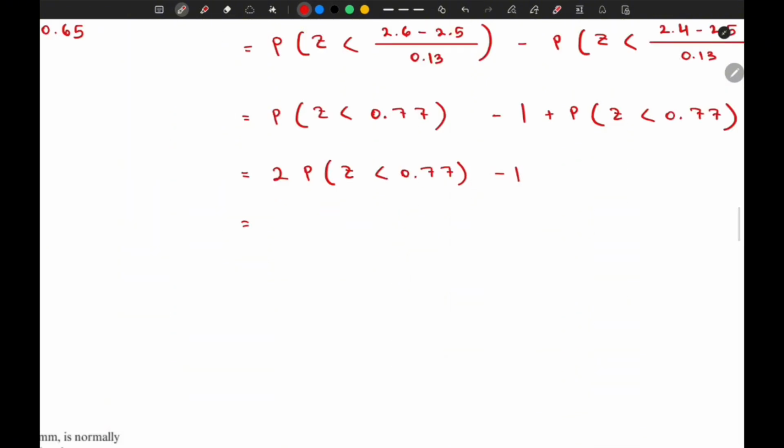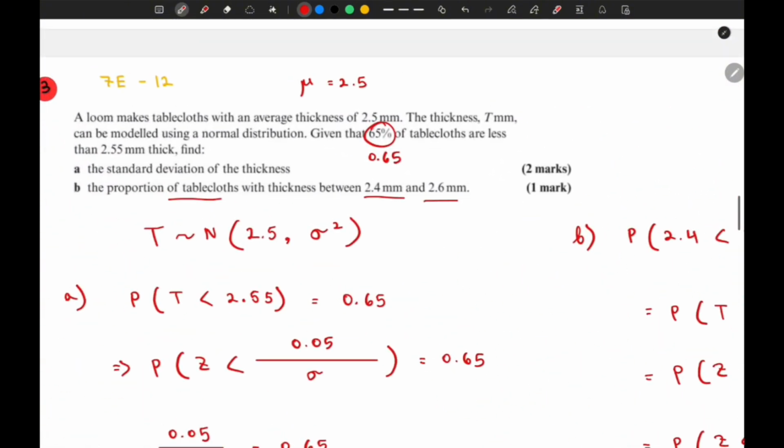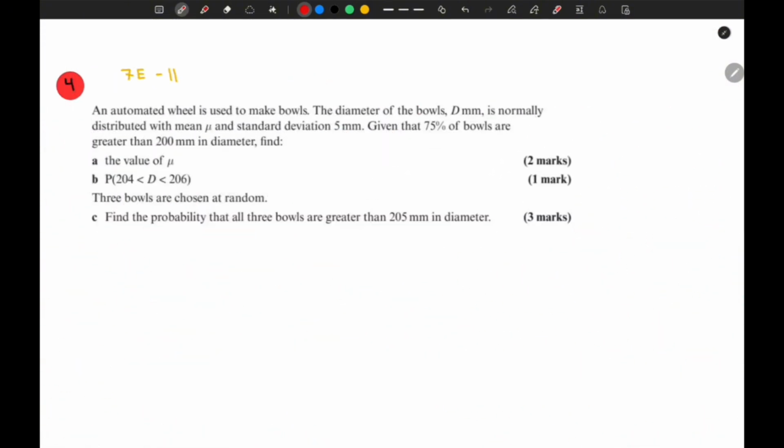So now we can replace this with 2 times 0.7794 minus 1. So this is equal to around 0.5591. Oh, it's not 91, it's 0.5588. So that is it for the first question. Now moving on to the next question. This is from exercise 7E, number 11.